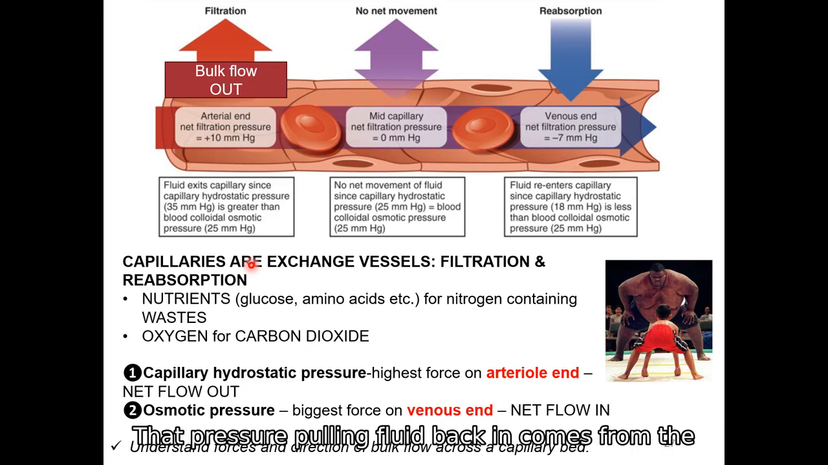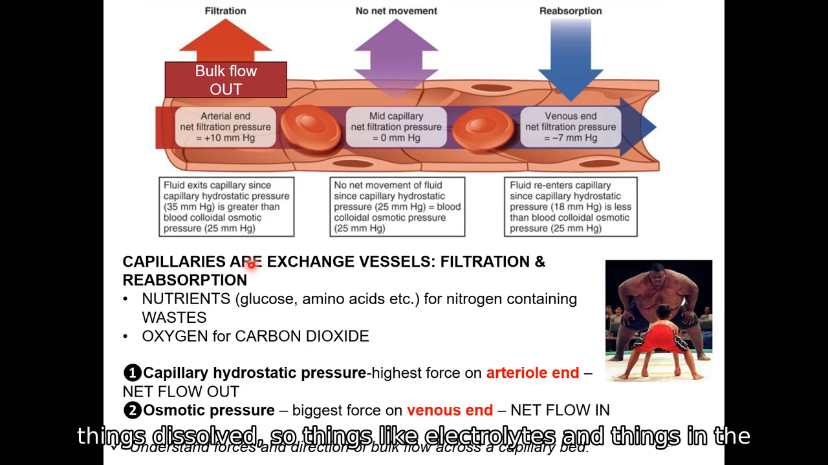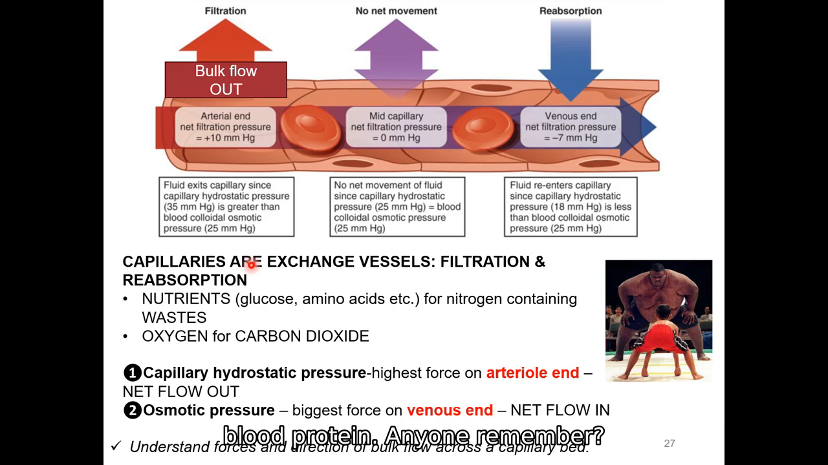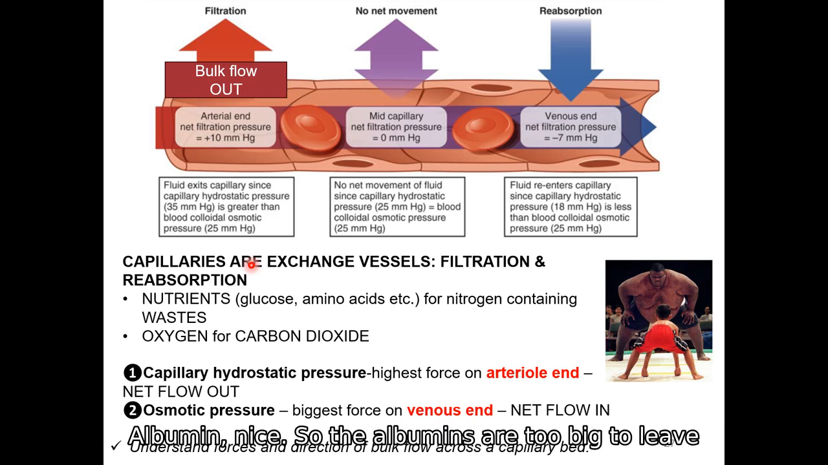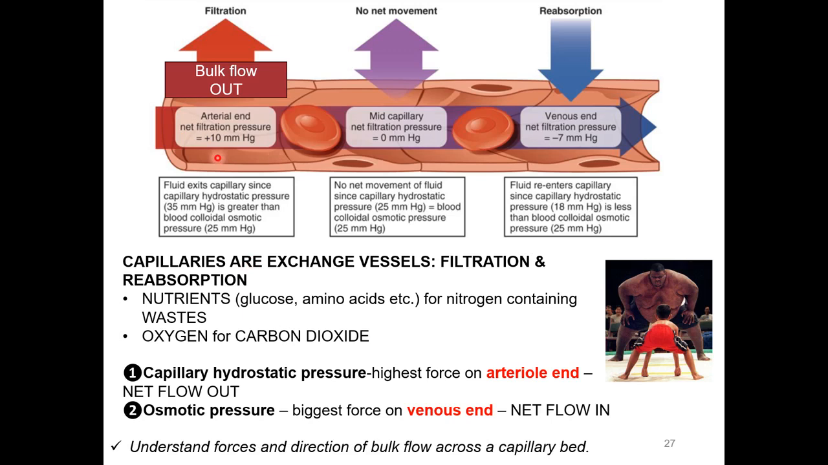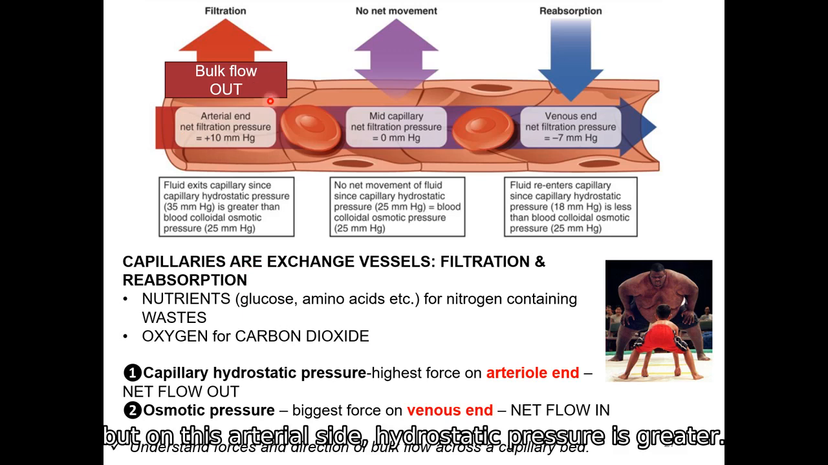That pressure pulling fluid back in comes from the things dissolved, like electrolytes and other things in the plasma. But the number one regulator of osmotic pressure was a blood protein. Anyone remember? Albumin. Nice. The albumins are too big to leave the capillaries, so they are going to pull fluid back in. But on this arterial side, hydrostatic pressure is greater.